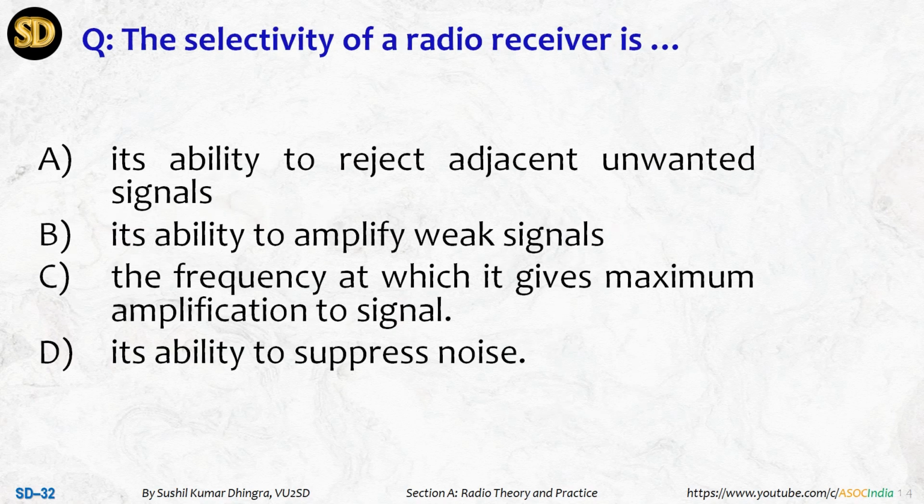Remember, the selectivity of a radio receiver is what? Ability to reject adjacent unwanted signals, ability to amplify weak signals, frequency at which it gives the maximum amplification to a signal, its ability to suppress noise. What is selectivity? Time started. Selecting the desired channel and rejecting the unwanted channel or signal is called selectivity. Remember it.